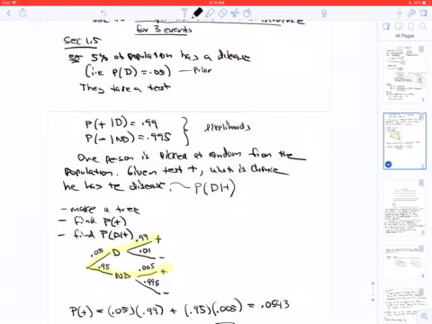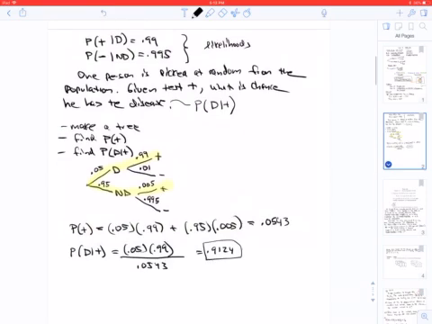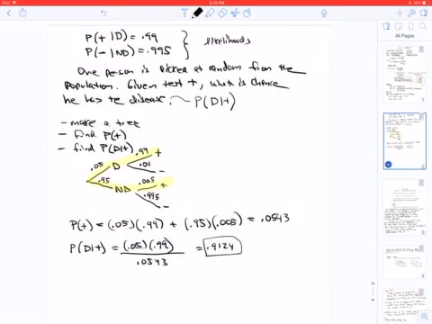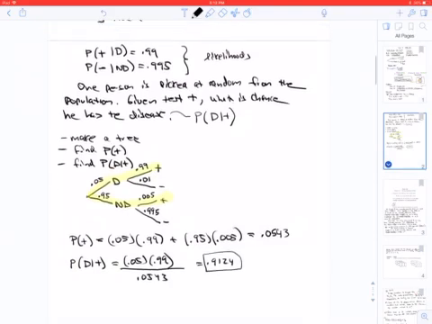Here, 5% of the population has a disease. In other words, the probability of D is 0.05. This is a prior. They take a test, and the probability of having a positive test given the disease is 0.99. The probability of having a negative test given that you don't have the disease is 0.95, and these are likelihoods. One person is picked at random from the population. Given that the test is positive, what's the chance he has the disease? In other words, what's the probability that you have the disease given that it's positive? This is a posterior, right?